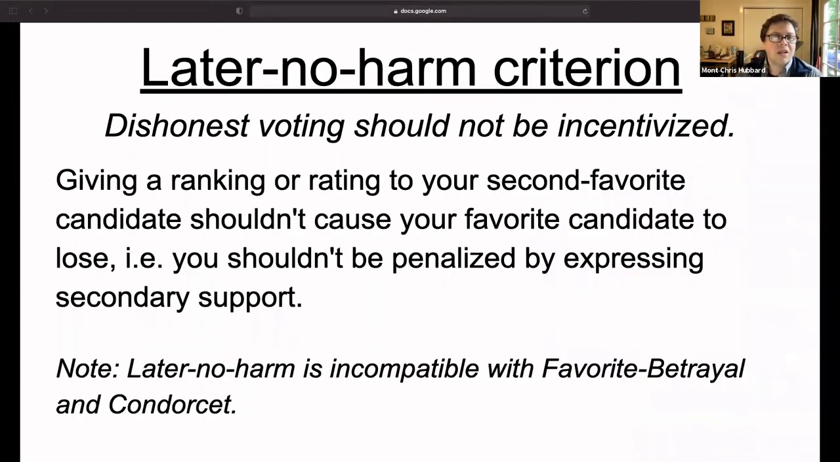Here's another one, similarly dealing with dishonest voting and how it shouldn't be incentivized. It's called late or no harm. Basically, giving a ranking or rating to your second favorite candidate shouldn't cause your favorite candidate to lose. You shouldn't be penalized by expressing support for secondary, third candidates. You see there, late or no harm is actually incompatible with favorite betrayal and Condorcet. You can't have a voting method that satisfies both.